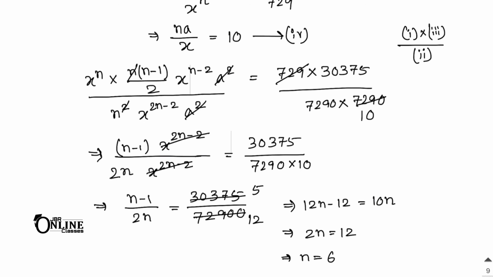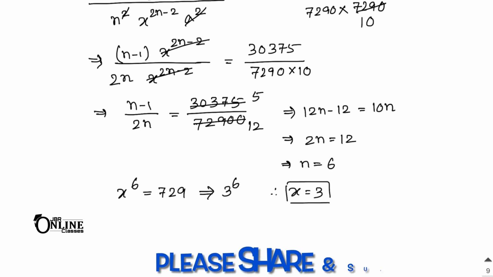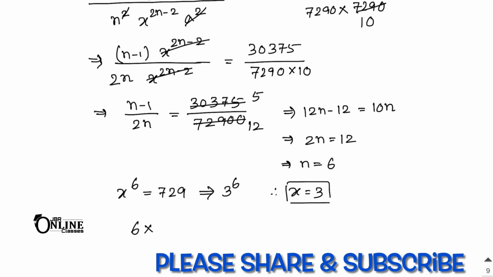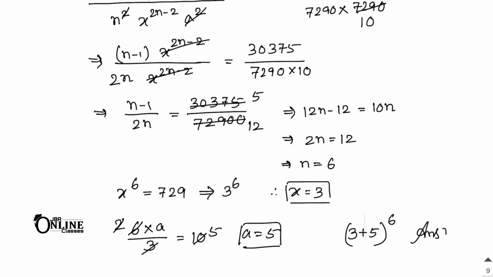Okay, so if n equals 6, you also have to find x. From 1, x to the power 6 will be 729, which implies 3 to the power 6. That means the value of x equals 3. Now from equation number 4, 6 into a by 3 equals 10. 3 cancels out, which becomes 5. So a equals 5. That means your binomial expansion will be (3 + 5) to the power 6. That is your answer.